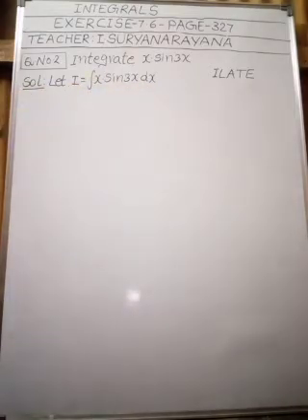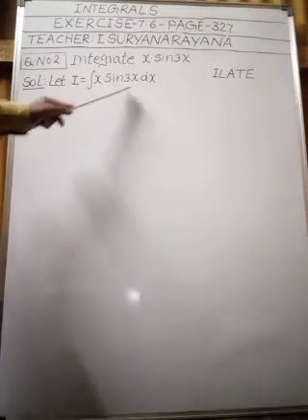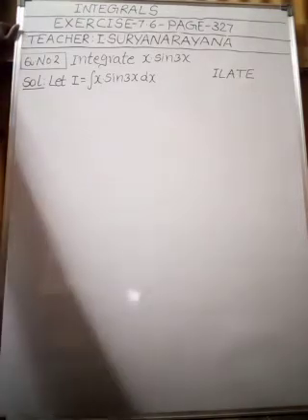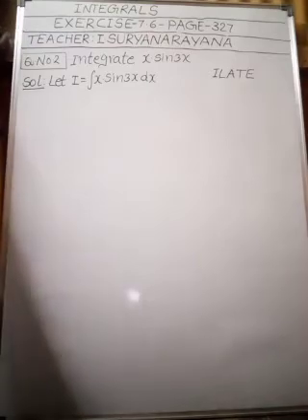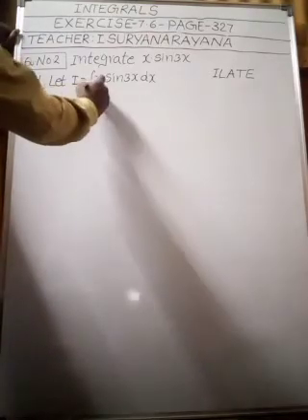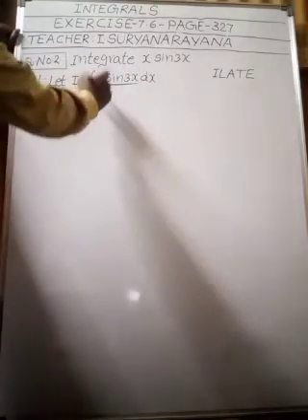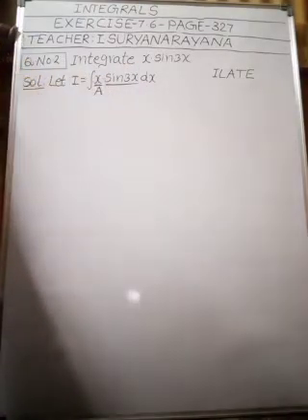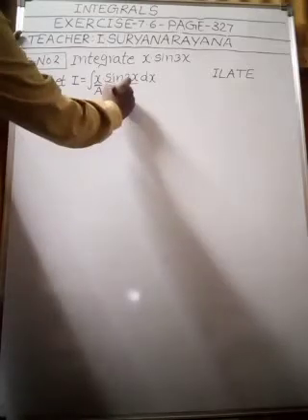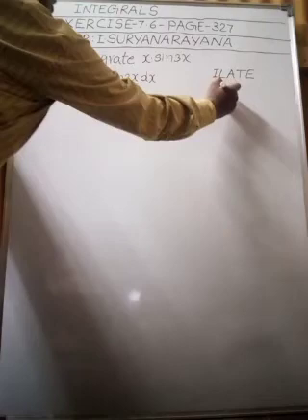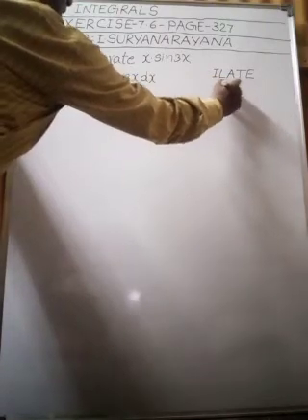Right. Here we have to find integral of product of these two functions. Means we have to apply integration by parts method. So first of all, we have to identify which type of functions these are. Here first function is x and second function is sin 3x. So it is an algebraic function x. Here sin 3x is a trigonometric function.